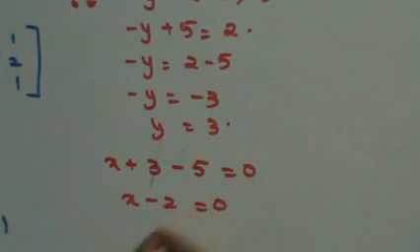X minus 2 is 0, x is equal to 2. Right? Thus I get the value of x as 2. Therefore I can say that x is equal to 2, y is equal to 3, and z is minus 5. That's how you do the reduction method.